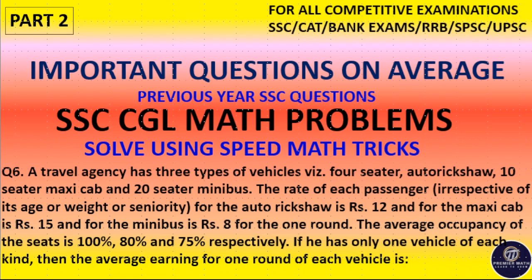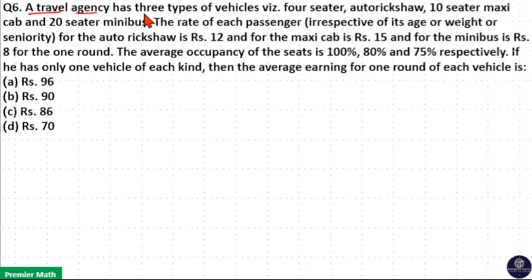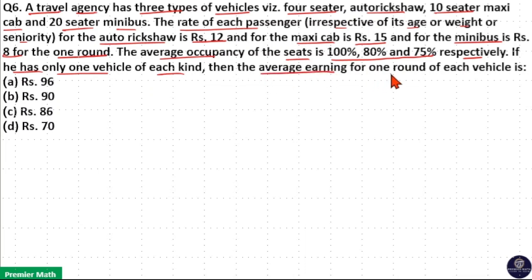Our first question is, a travel agency has three types of vehicles. That is 4-seater auto rickshaw, 10-seater maxi cab, 20-seater minibus. The rate of each passenger irrespective of its age, weight or seniority for the auto rickshaw is rupees 12 and for maxi cab is rupees 15. For the minibus is rupees 8 for one round. The average occupancy of the seats is 100%, 80% and 75% respectively. If he has only one vehicle of each kind, then the average earning for one round of each vehicle is.